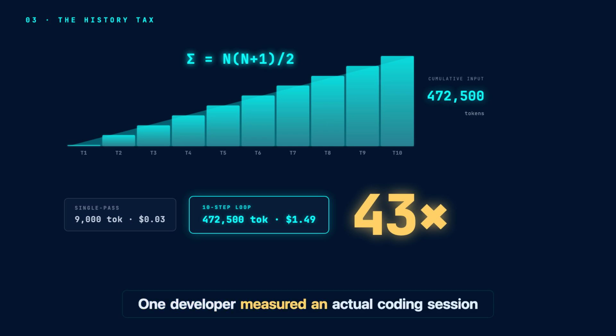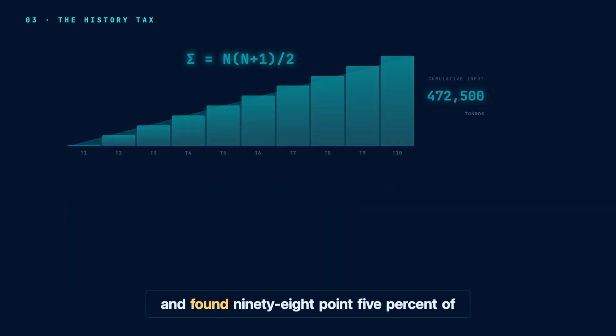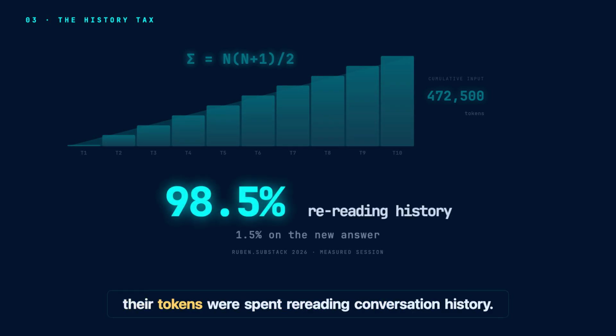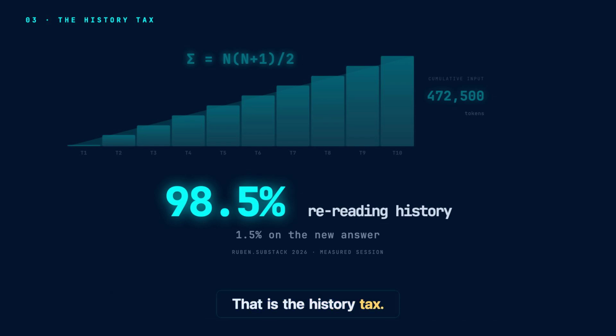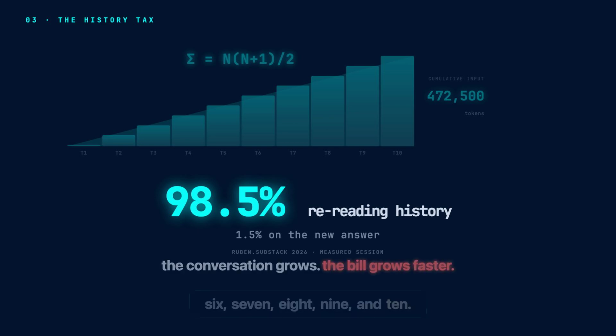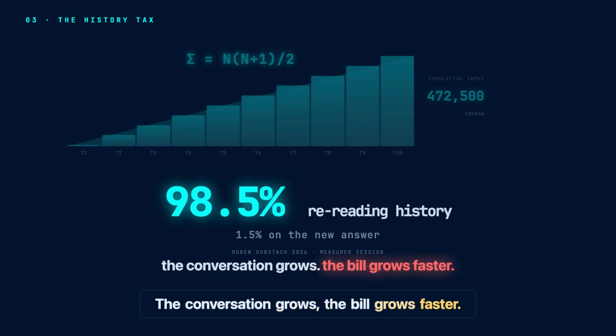One developer measured an actual coding session and found 98.5% of their tokens were spent rereading conversation history, 1.5% on the new answer. That is the history tax. Every token you introduce on turn 3 is billed again on turns 4, 5, 6, 7, 8, 9, and 10. The conversation grows. The bill grows faster. This is why a session that felt productive at 11 a.m. drains the meter by lunch.